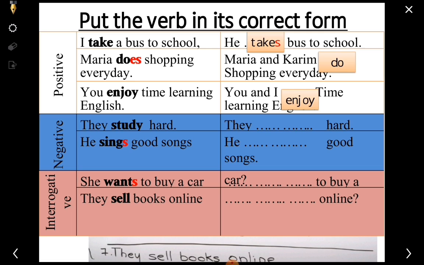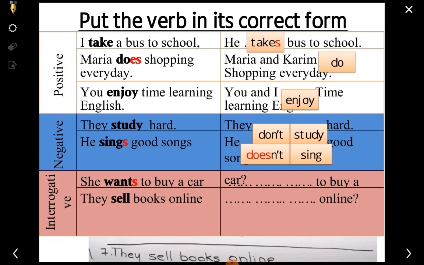What about the negative? Do you remember what should I use with the negative form? They study hard. So I need an auxiliary plus a verb. They don't study hard. Very good. They don't study hard. He sings good songs. So he, negative, he doesn't. Great. He doesn't sing. No S. He doesn't sing good songs.